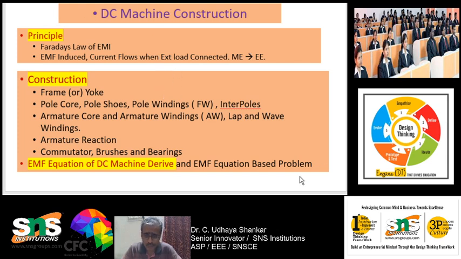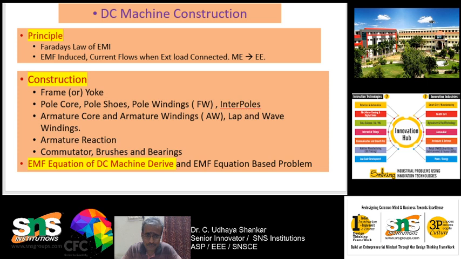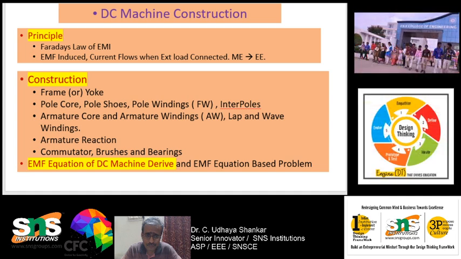In construction, let us look at the different elements present in a DC machine. The first one is the frame, also called the yoke. Why is it called a yoke? Somewhere you have heard this name. In an egg, the shell outside is called the yolk, is it right?